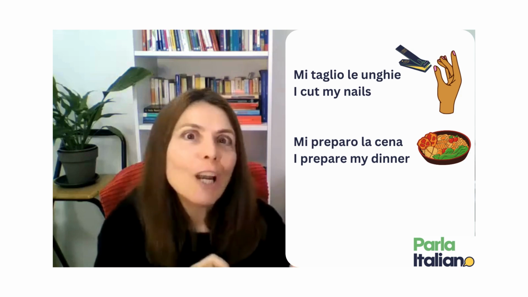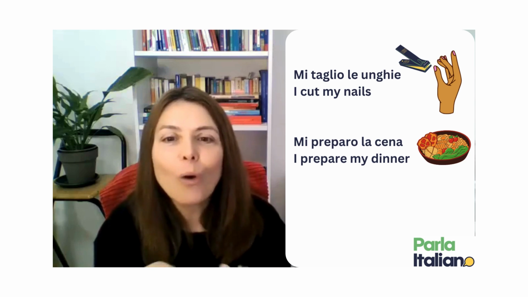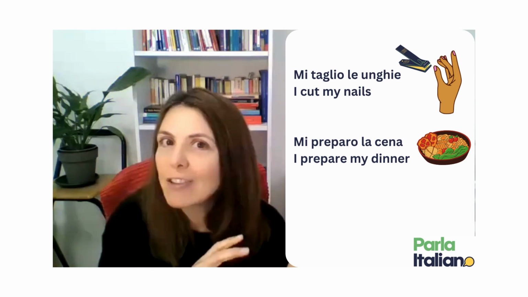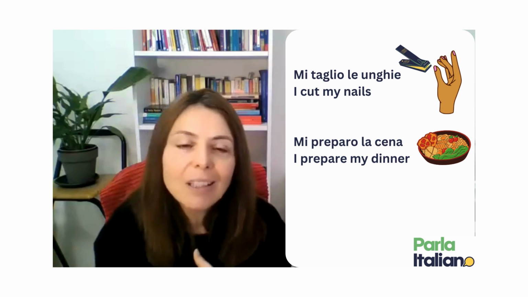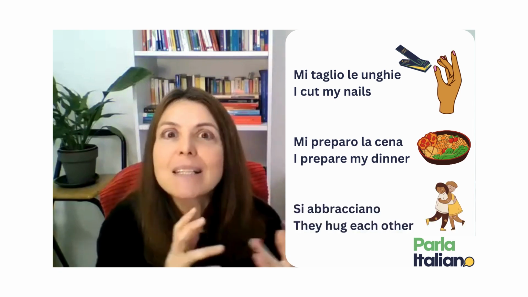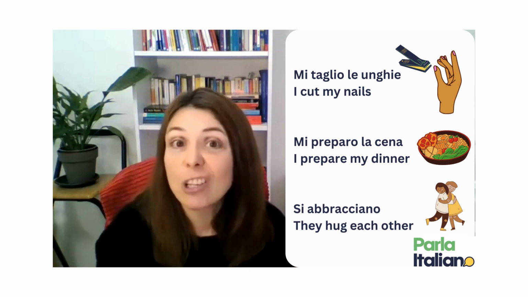In Italian, there are various categories of verbs that conjugate like reflexive verbs, but do not have a reflexive meaning. And I'll give you some examples. Mi taglio le unghie, which is I cut my nails. Or mi preparo la cena, which means I prepare my dinner. Or another one, si abbracciano, which is they hug each other.